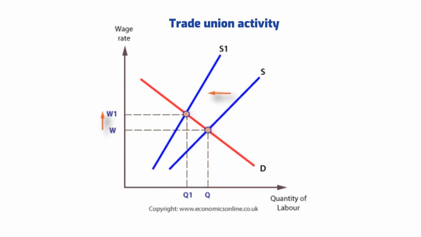Another factor influencing wages is the role of trade unions. Trade unions negotiate wages and working conditions on behalf of workers. When unions successfully bargain for higher wages, they push wages above the equilibrium level. While this benefits unionized workers by increasing their income, it can also have unintended consequences.